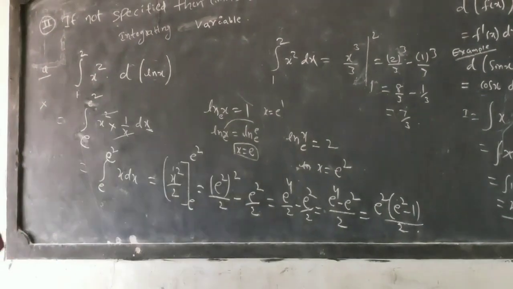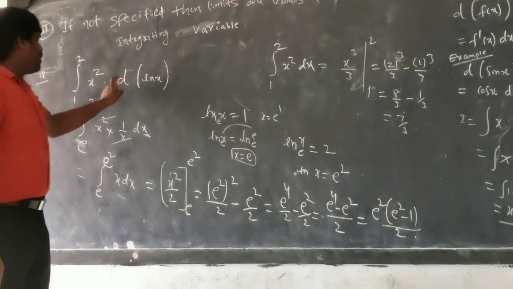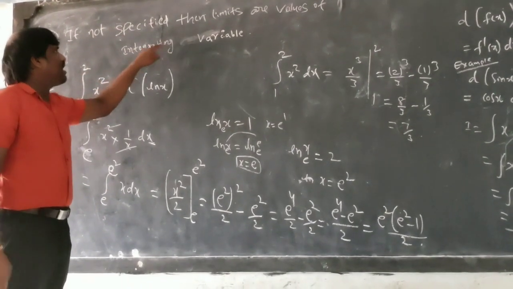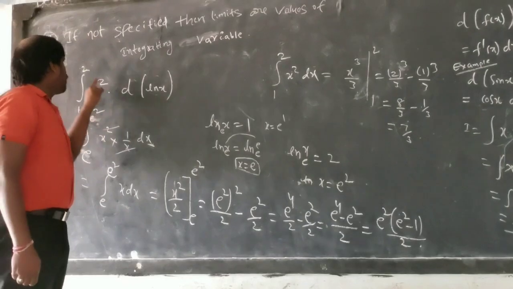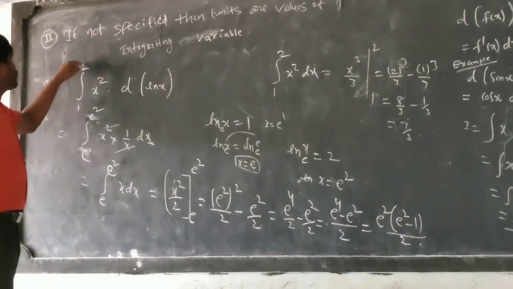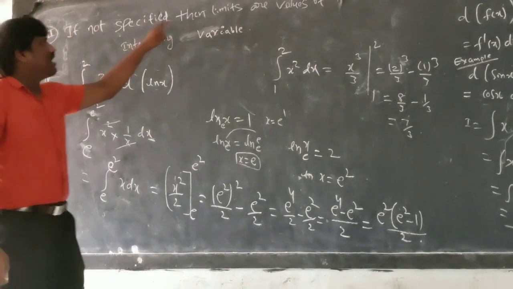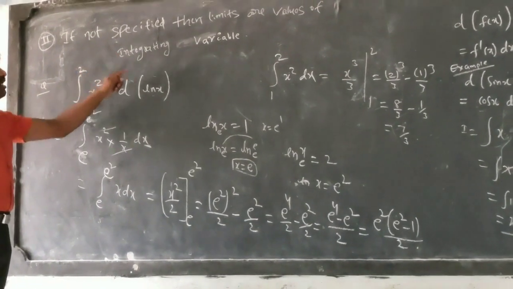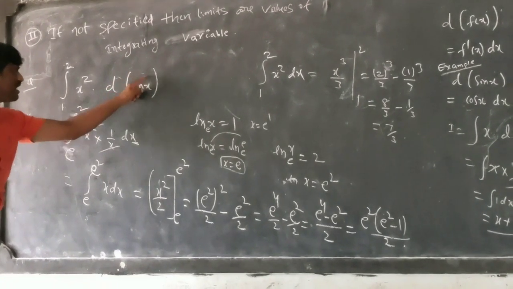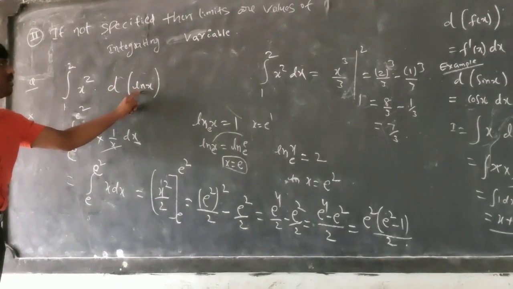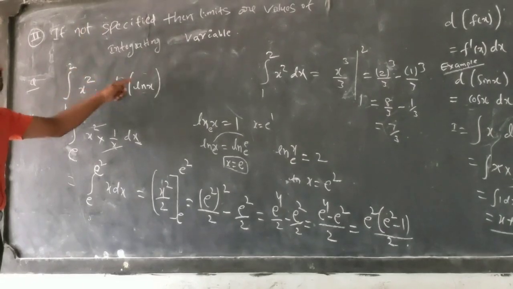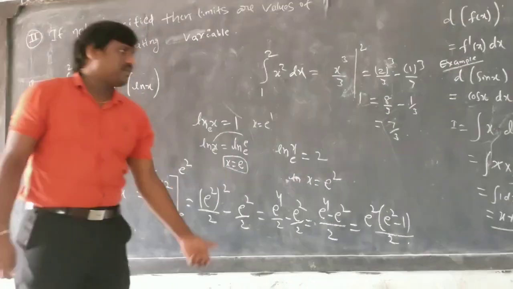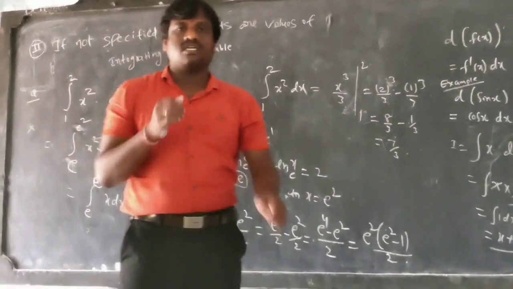This is what you can see. What I want to say here, if this is not specified in the integrating variable, if these are the limits. Case 2 is saying that the limits are not specified in the integral variable. This is called the integral variable. So if the limits are not specified in the integral variable, we make the changes in this way. We do like this. You understood this one?